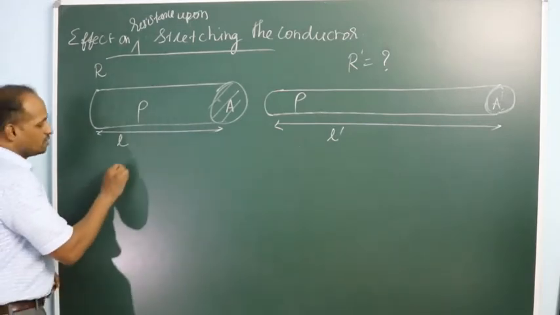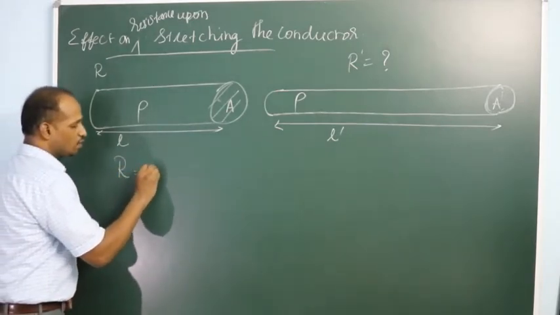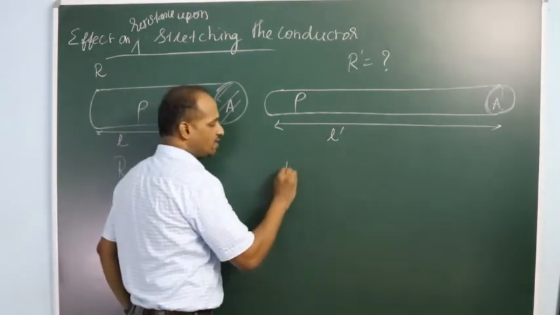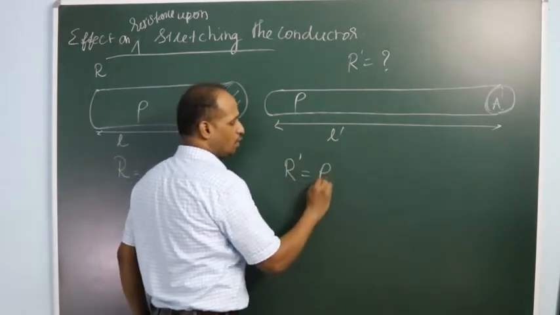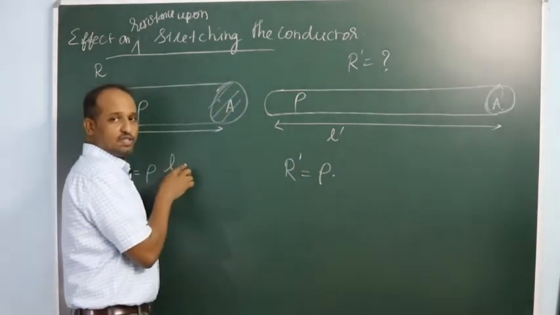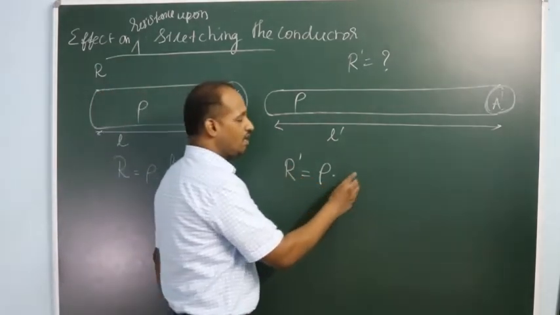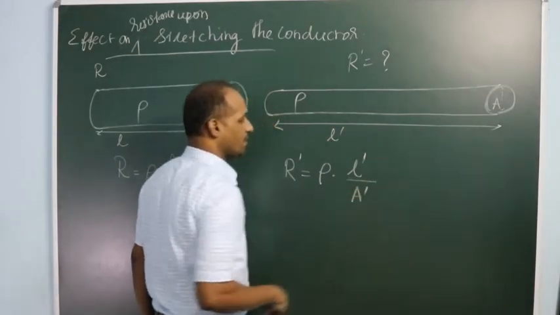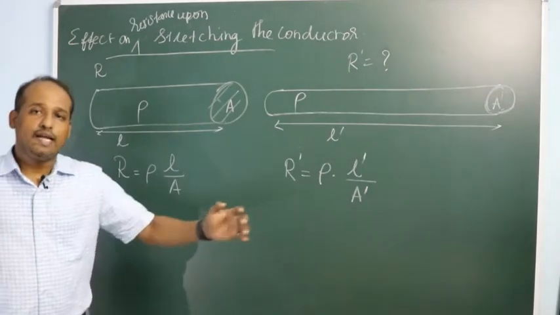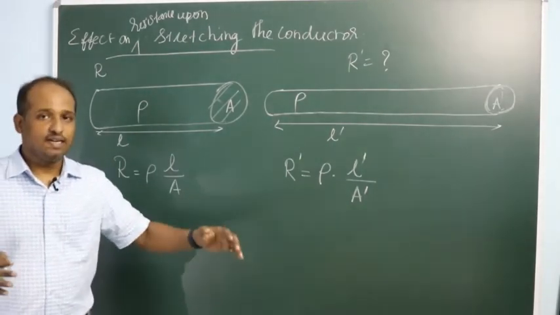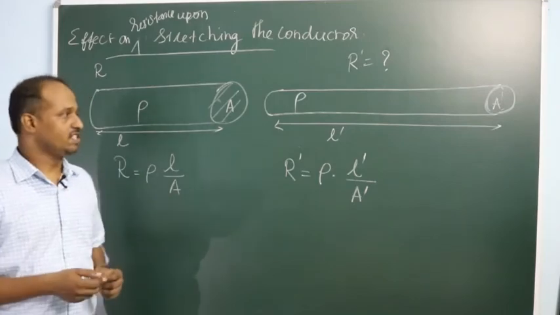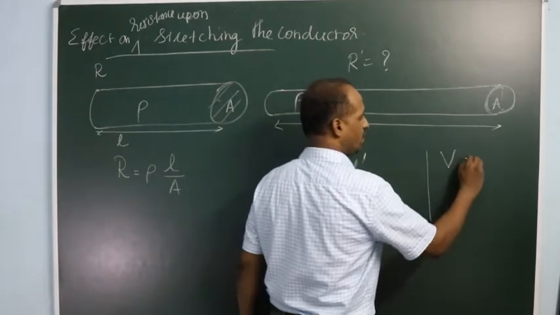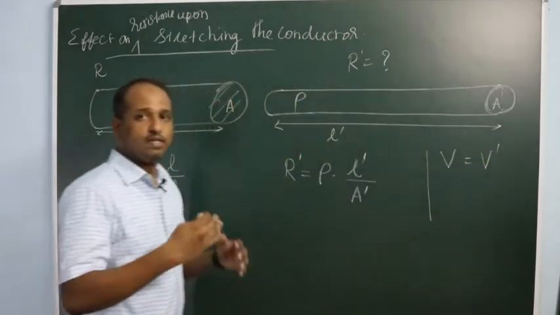So what is the resistance over here? Resistance here is rho into L by A. But the resistance of this is R prime. So R prime is rho into, now previously the length was L, now the length is something else, so it is L prime by the area A prime. But upon increasing the length by stretching, what does not change? The volume does not change. Because the volume does not change, the initial volume V is equal to the final volume V prime.